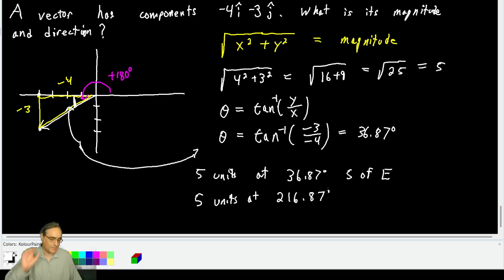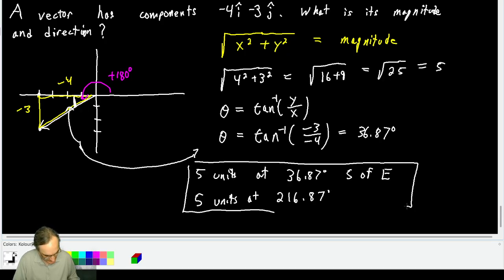Either of those would be acceptable, and in fact, there are several different ways you could state this. You could find the complement of 36.87, and then you could say that it is, what's that going to be, 53.13? Yeah, 53.13 degrees east of south. That also works. So there are many different ways you could state it. Either of these would be good choices. 5 units at 36.87 degrees south of east, or just 5 units at 216.87 degrees, and that would be relative to the positive x direction or east.